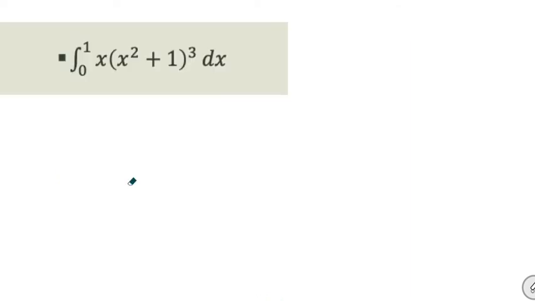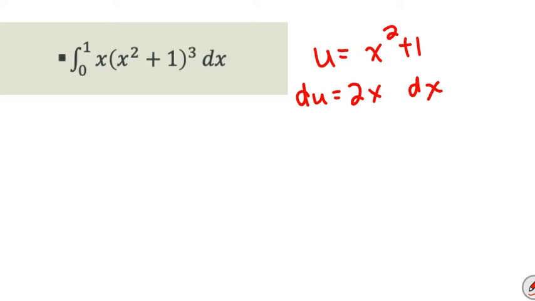Okay, last one. I wanted to throw one in here where we had a definite integral. So this going from 0 to 1. First of all, we're going to start this off by saying u is equal to x squared plus 1. Because I know when I take the derivative of this, I'm going to end up with 2x dx. And again, just like in that last problem, I'm not going to rewrite this whole thing. I'm just going to move this 2.